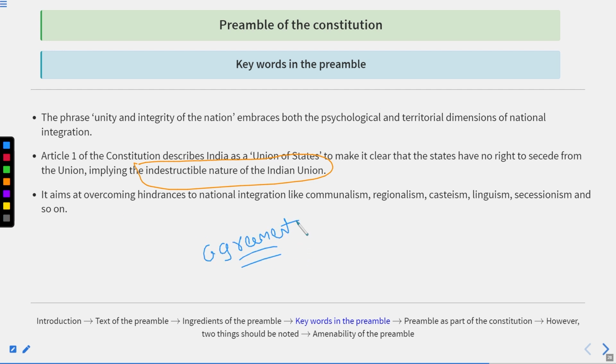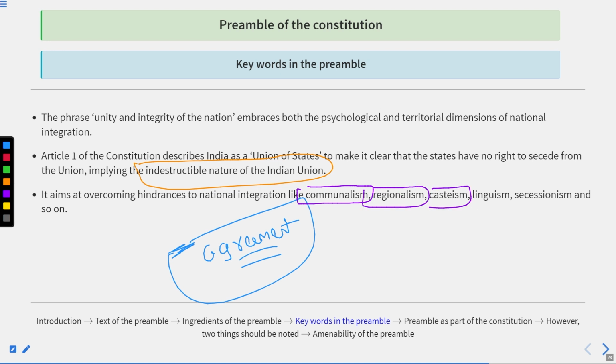Alright? So, no state of the country has the right to get separated from the country. It aims at overcoming inherent obstacles to national integration like communalism, regionalism, casteism, linguism, and secessionism, and so on. Got it?